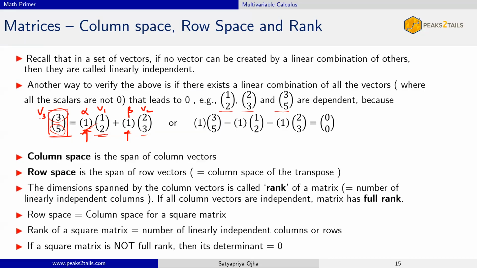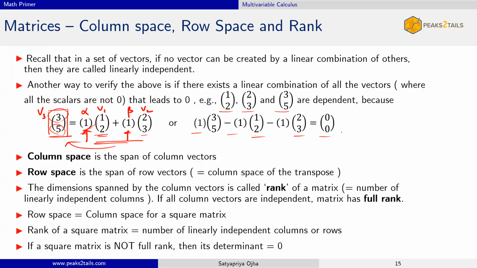The other way of doing this is, if you can showcase that a linear combination of all three leads to the 0, 0 vector, the null vector. So just rearrange, right? So 1 times 3, 5, take these guys to the left hand side. You get minus 1 times 1, 2, minus 1, 2, 3 is a 0 vector. Then that also means that it's linearly dependent.